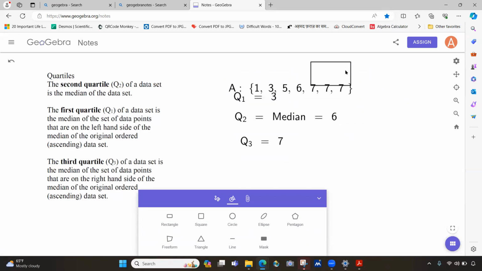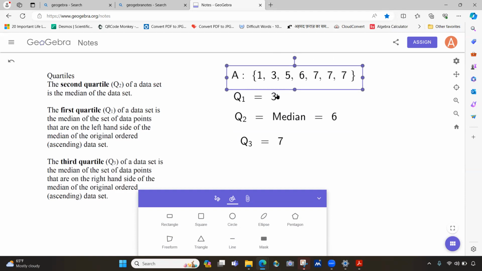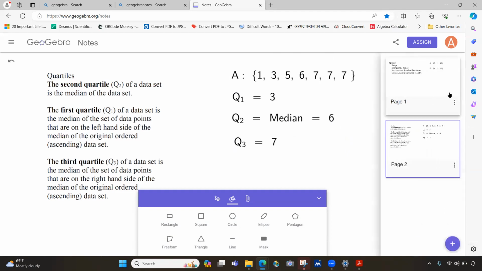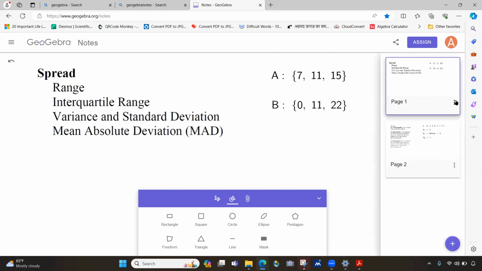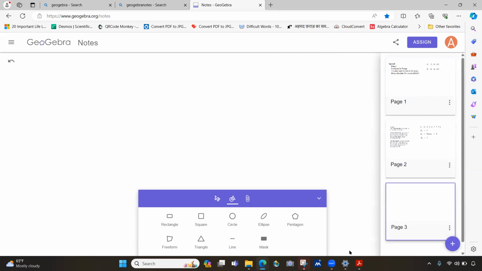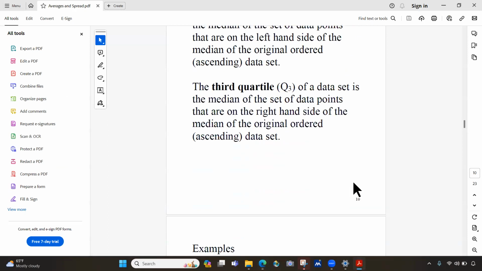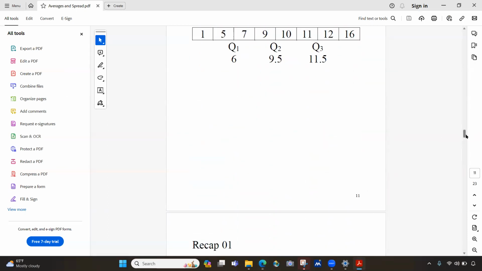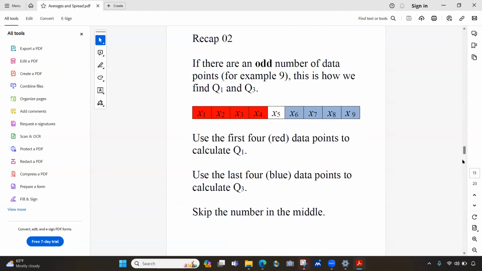Now I'm going to save this here. I'll do some other problems and use the same data set because we already found Q1, Q2, Q3. Now you learn how to find Q1, Q2, Q3. All right, let me take a new slide. So in your notes, there are tons of examples. Take a look at them, okay?